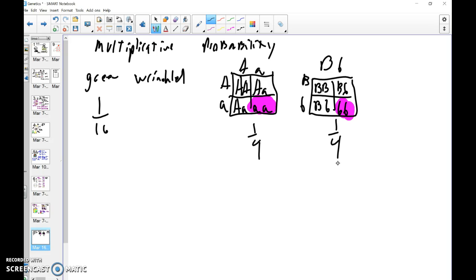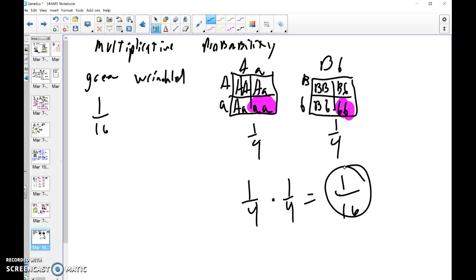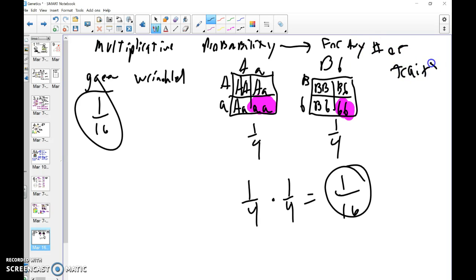So when I want to use multiplicative probability, what I'm going to do is take my possibility of being the one thing, because these are independent, and multiply it by my possibility of being the other. Well, when you multiply fractions, 1 times 1 is 1, 4 times 4 is 16. So I have a 1 out of 16 chance of being green and wrinkled based on multiplicative probability. You'll notice that that is the same as doing a dihybrid cross. The reason that multiplicative probability is so useful is that you can do this for any number of traits. So if I want to do 2 traits, I do it this way. I want to do 3, I do it this way. I want to do 4, I do it this way.